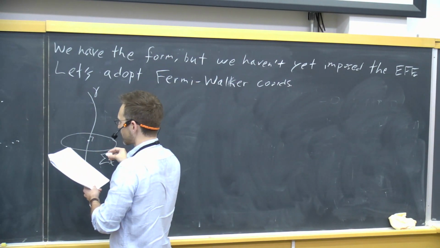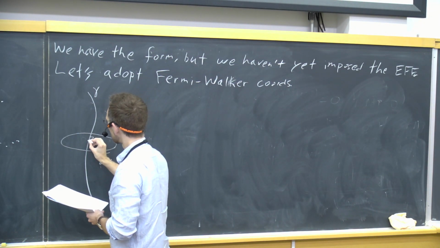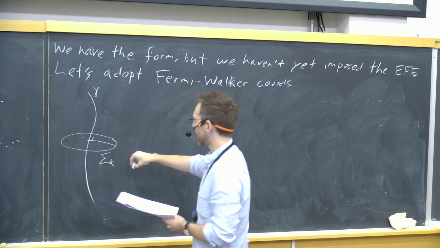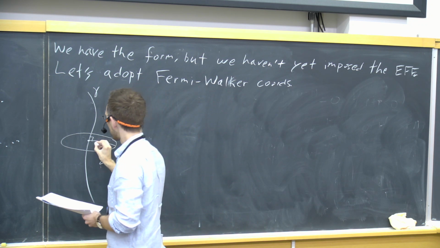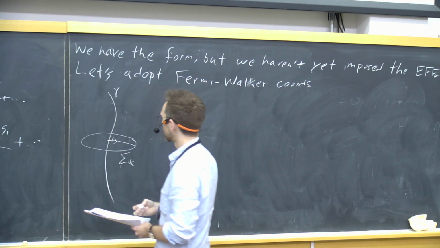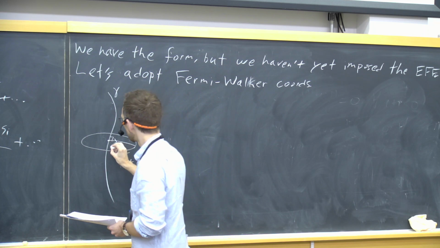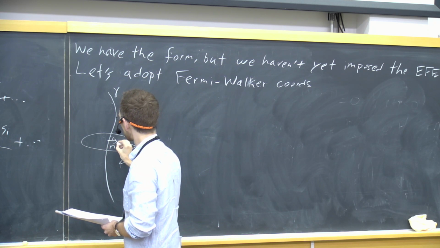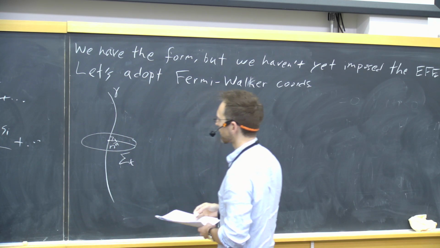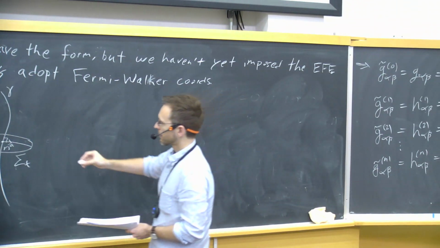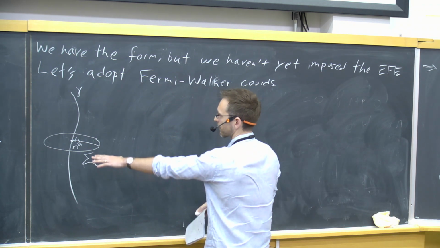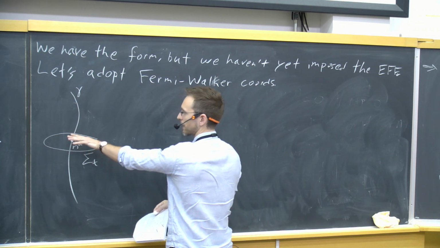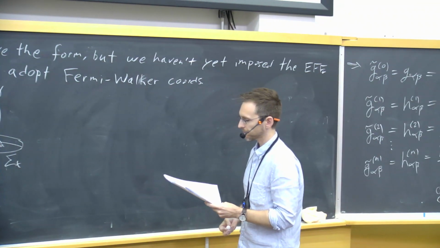And the way I construct this plane is I send spatial geodesics out from the world line in directions orthogonal to the world line. I'll label the direction of that geodesic with a unit vector n^A. So that unit vector is defined on the world line, but it's tangent to this plane, this orthogonal plane.